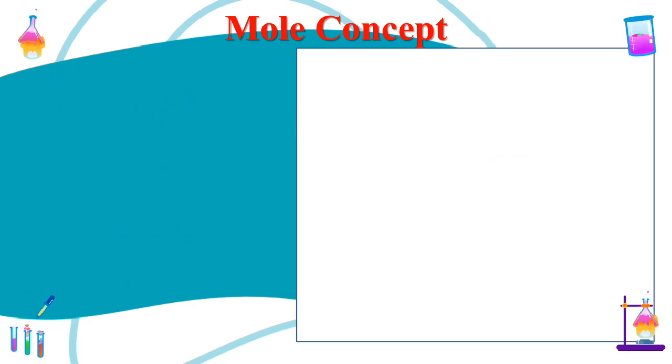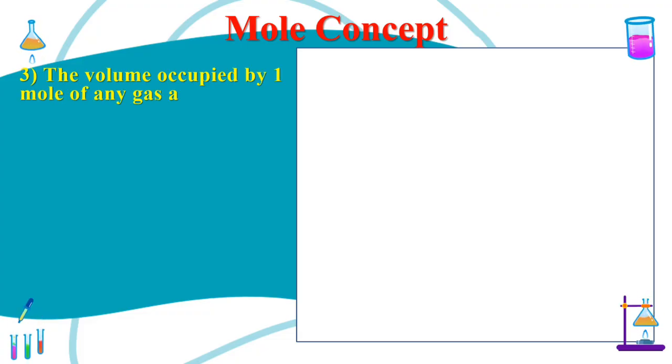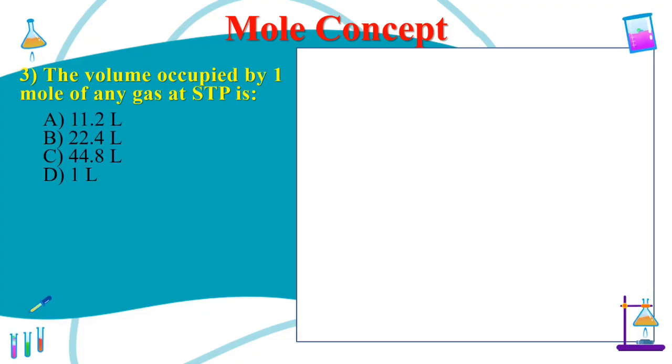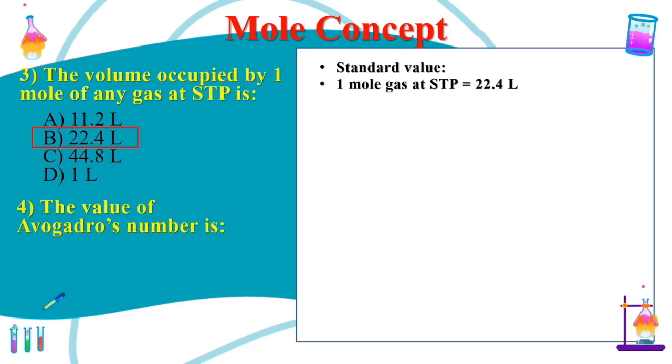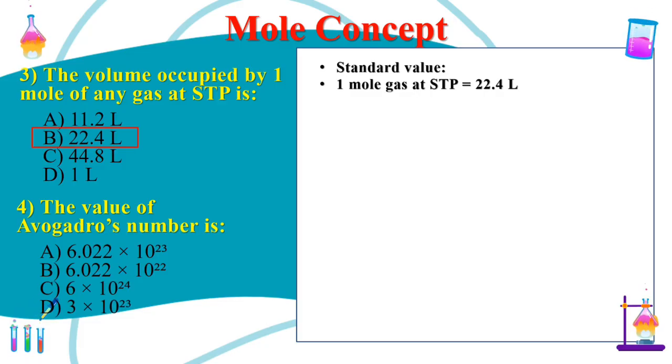Move to the next. The volume occupied by 1 mole of any gas at STP is, as we know, 1 mole of gas at standard temperature and pressure is 22.4 liter. Next, the value of Avogadro's number is, as we know, 6.022 × 10^23 particles. Question number 3 and 4 are conceptual questions.